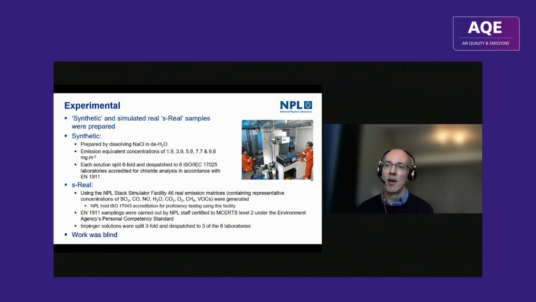For each 30-minute run, each individual impinger solution was split 3-fold and dispatched to 3 of those 6 laboratories who received synthetic samples. The 3 out of the 6 were chosen purely arbitrarily. The point of splitting each individual impinger solution was to eliminate any kind of sampling bias that might have existed. So all 3 laboratories get the exact same solution from each individual impinger. Therefore, any variance we see in the returned results is due purely to the analytical step in EN 1911 and the laboratories themselves.